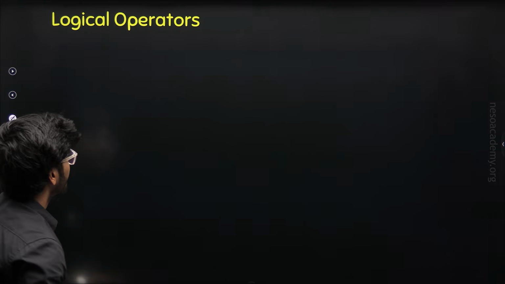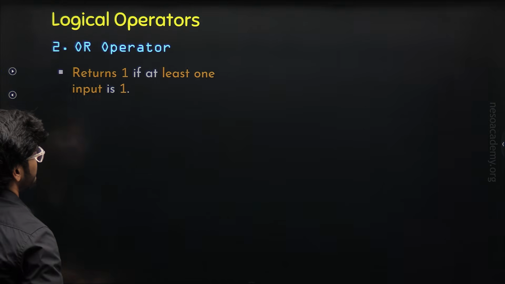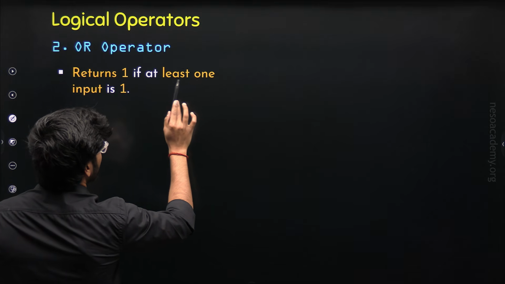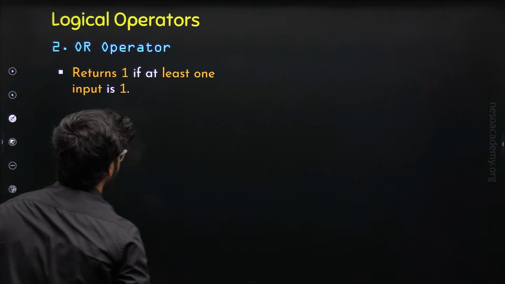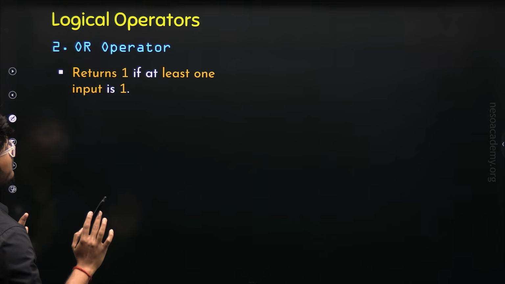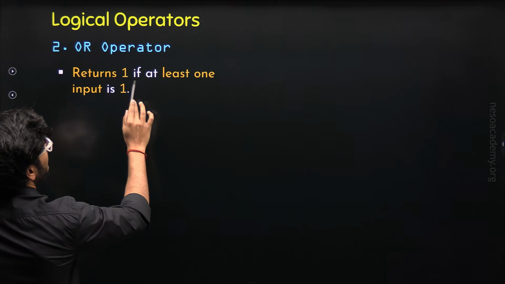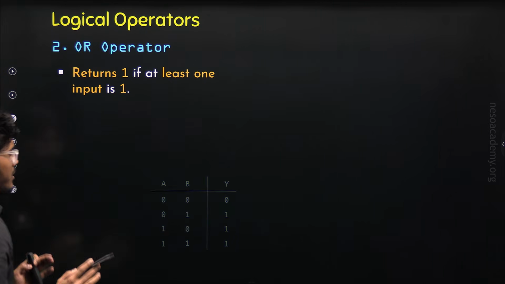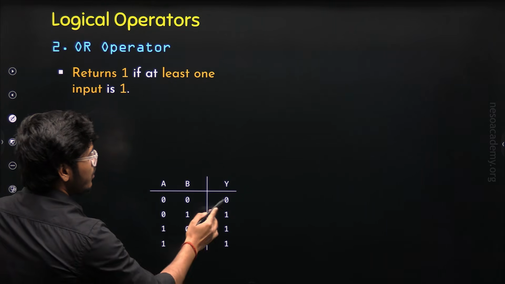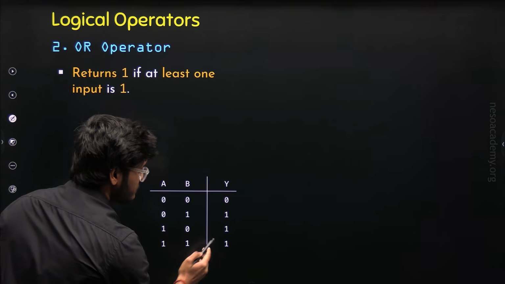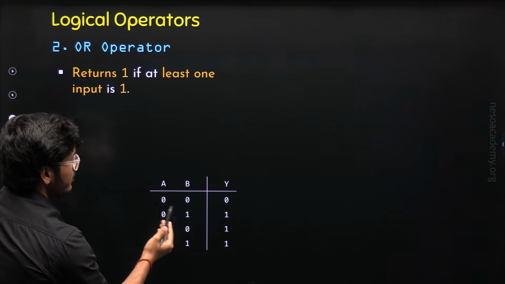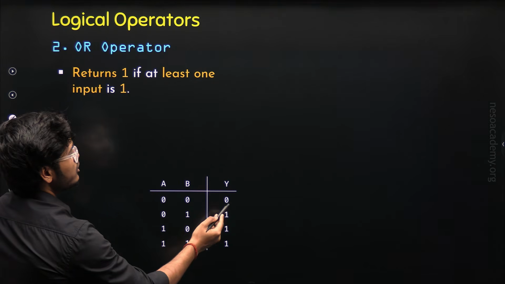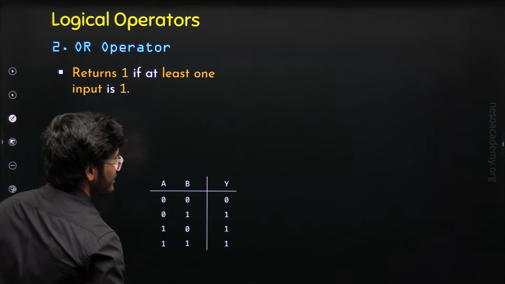Let's see the second operator, the OR operator. The OR operator returns 1 if at least one input is 1. That is, it returns logic high if at least one input is logic high. Means the OR operator will return logic 1 if at least one input is logic 1, else the output will be 0 if both inputs are 0.